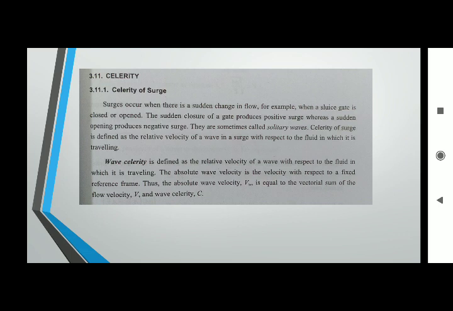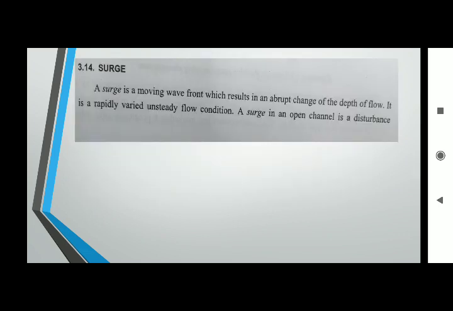Okay, if there is sudden opening or sudden closing, then there will be formation of waves. That wave may move faster than the normal river flow velocity. In that case, there will be a relative velocity formed. Okay, now let's discuss surge. A surge in open channel flow is considered a disturbance, because sudden opening or sudden closing changes the water level on both the river side and the upstream or storing reservoir side.